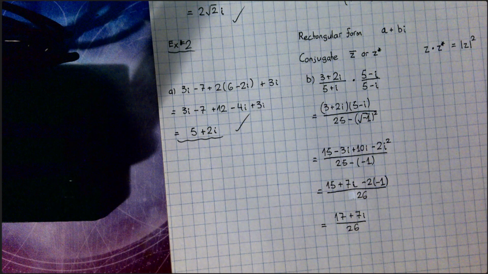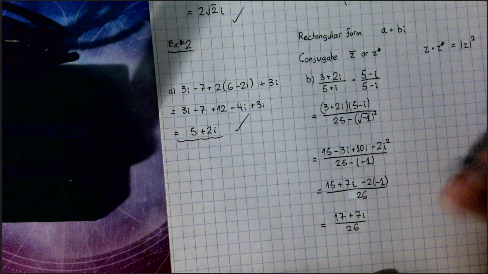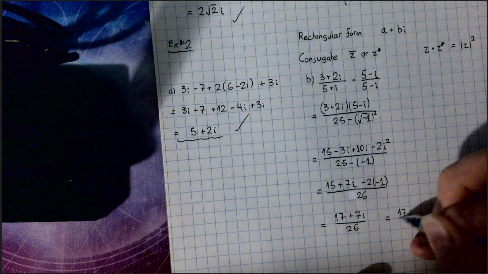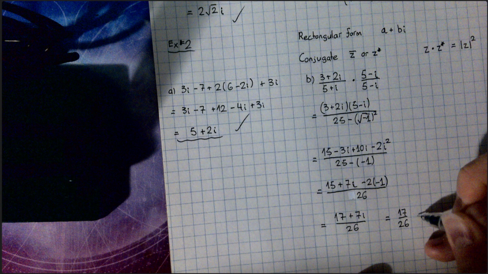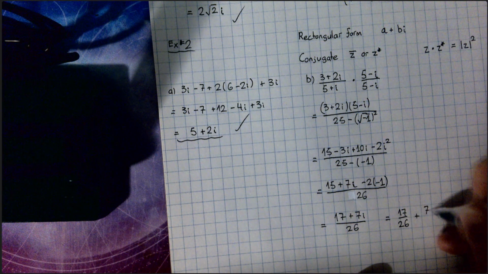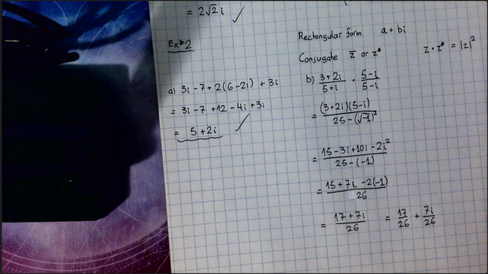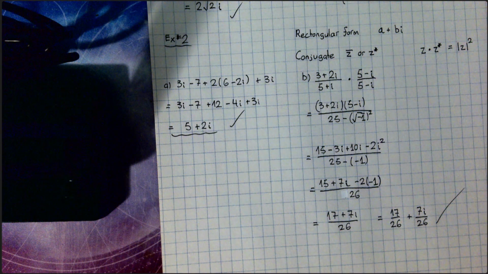And just because I want to make it super clear, I don't want to write them together, I want to write them in rectangular form, I'm going to write it as 17 over 26 for the real component plus 7i over 26 for the imaginary component of my complex number. And then that is the end of that example.